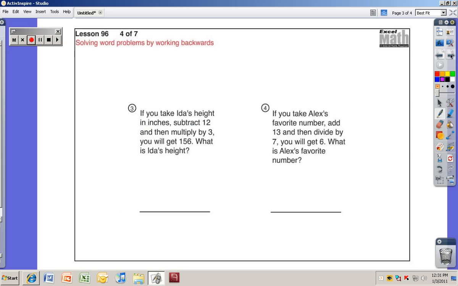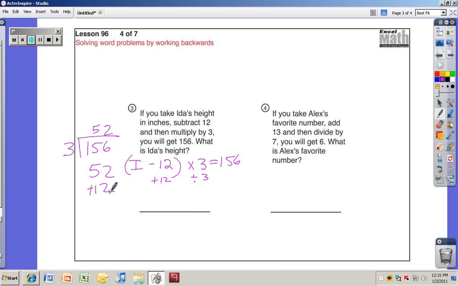All right, go ahead and give numbers 3 and 4 a shot. Pause the video and then turn it back on when you're ready to see the solution. If you take Ida's height, let's put an I for Ida, and subtract 12. And then multiply by 3, you will get 156. All right, so we're going to do the opposite of that. We're going to divide by 3, and we're going to add 12. 156 divided by 3. 3 goes into 15 5 times. 3 goes into 6 2 times. So we're at 52, and then we're going to add 12 and get 64. Her height is 64 inches.